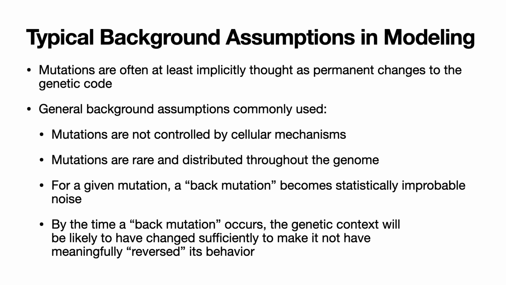So mutations are often thought, at least implicitly, as being permanent changes to the genetic code. And so when modeling, there are some general background assumptions that are commonly used: the assumption that mutations are not controlled by cellular mechanisms, that mutations are rare and distributed, and that for a given mutation, a back mutation becomes statistically improbable noise. And even when they occur, the genetic context of a back mutation will likely have changed sufficiently that it has not meaningfully reversed its behavior, even if the sequence has reverted back to an original sequence.